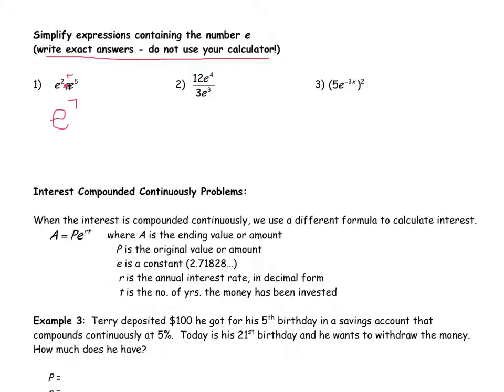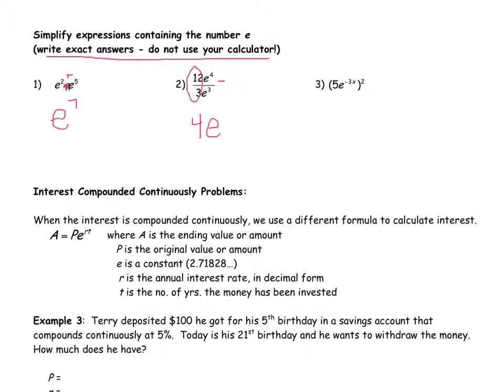Let's look at number 2. 12E to the 4th divided by 3E to the 3rd. Well, you take the numbers and you divide them. So 12 divided by 3 is just 4. And then E to the 4th divided by E to the 3rd, remember you subtract the exponents, so that would just be E. So the answer would be 4E.